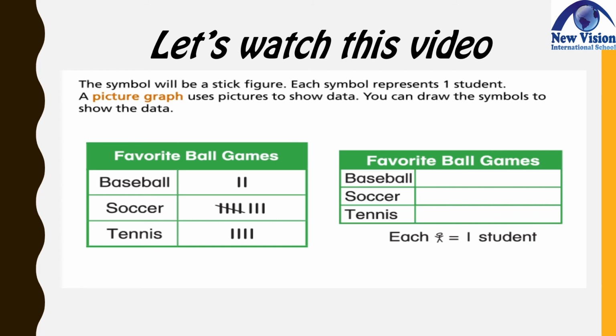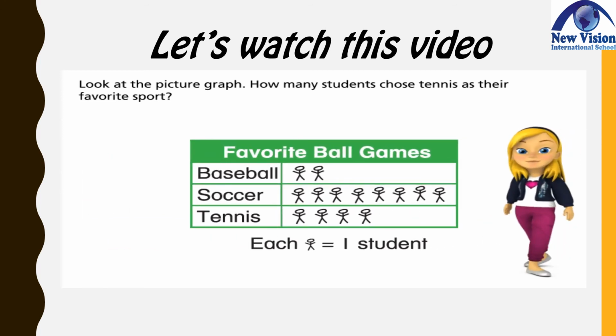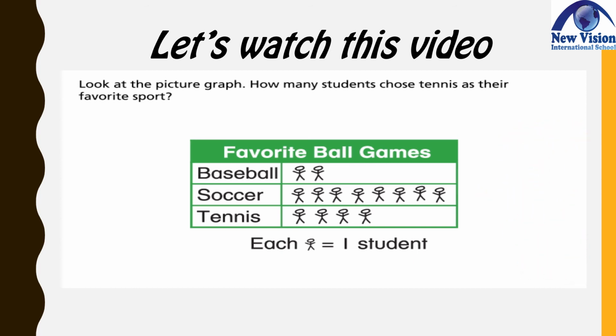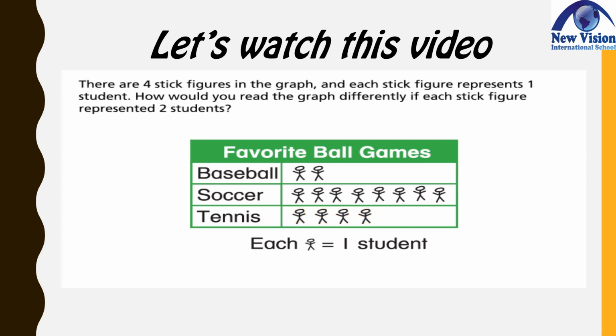A picture graph uses pictures to show data. You can draw the symbols to show the data. Look at the picture graph. 8 students chose soccer. How many students chose tennis as their favorite sport? 4 students chose tennis. How do you know? There are 4 stick figures in the graph, and each stick figure represents one student.